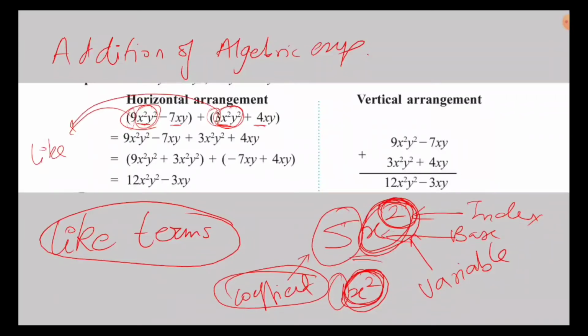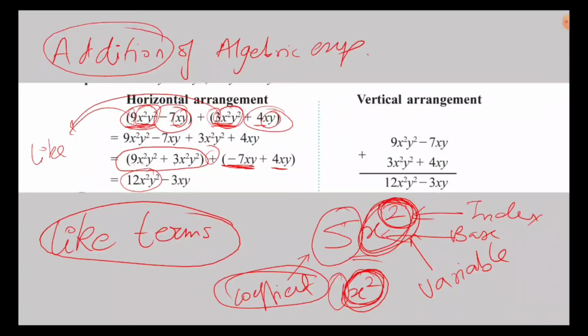So wherever we see the like terms, we have to add or subtract accordingly. So this is 9x square and this is 3x square, so we will be writing it together. Secondly, this is xy and this is xy, minus 7xy written over here and plus 4xy written over here. In between there will be an addition sign because we are adding. So 9 plus 3 will be 12. x square y square will be as it is. This is minus 7 plus 4. Plus minus will be minus, the answer will be minus 3xy. So this will be our final answer.